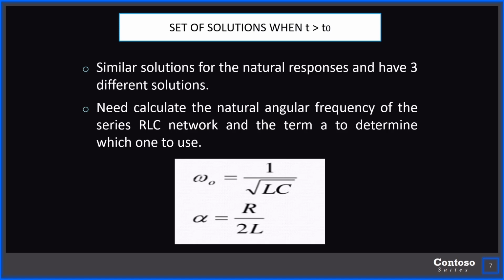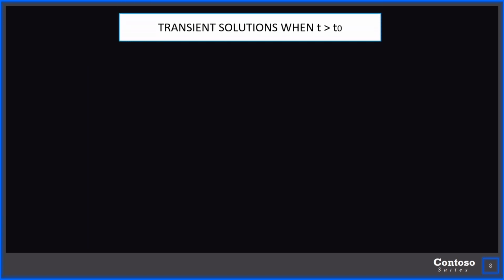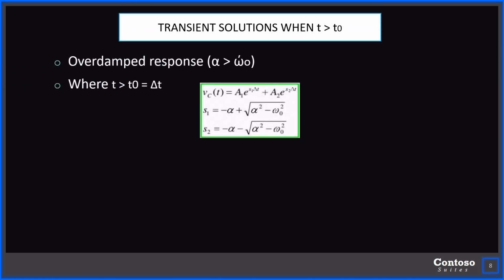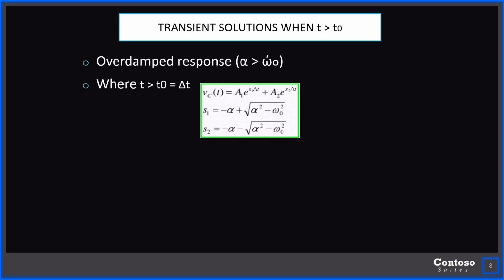Okay, now I want to discuss the set of solutions when t is greater than t0. First, similar to the natural response, we have three different solutions. Second, we need to calculate the natural angular frequency of the series RLC network and the term alpha to determine which one to use. We must find omega naught equal to 1 divided by square root of LC and alpha equal to R divided by 2L.